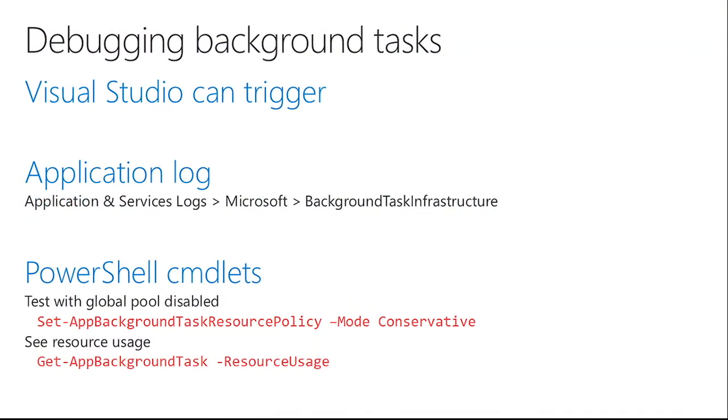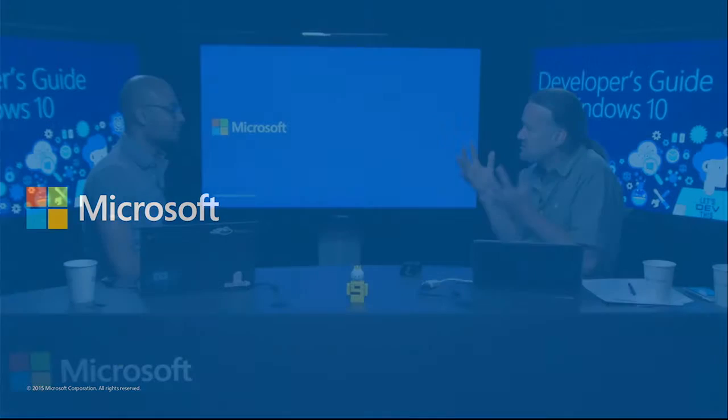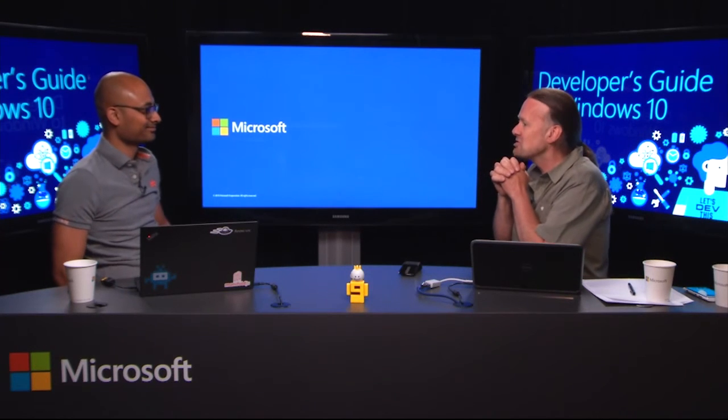Debugging. Well, we saw this. I showed you in the demo how you can trigger these things. You can go and have a look in the application log, and there's a couple of useful PowerShell cmdlets you can use as well to see resource usage, for example. That's pretty useful. So that was it. Oh, wow. That was a quick lightning introduction to background tasks.